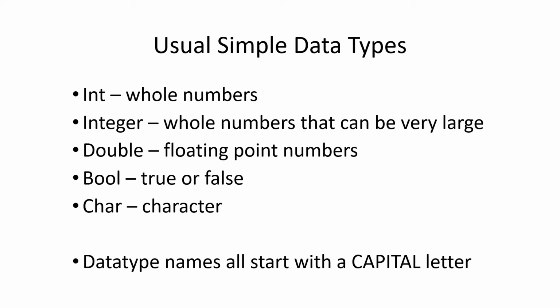Haskell has the usual data types such as Int for integers, Double for floating point numbers, Bool, and Char. It also has Integer, which is like Int, but they can get to be very large. Notice that all the data type names begin with a capital letter and the rest of it is lowercase.